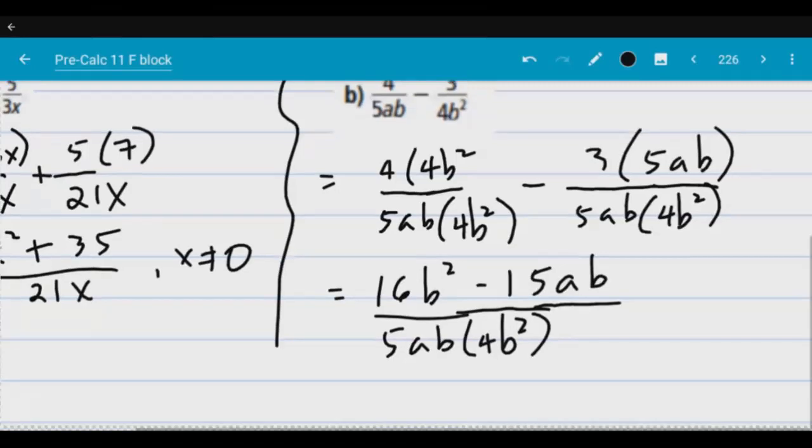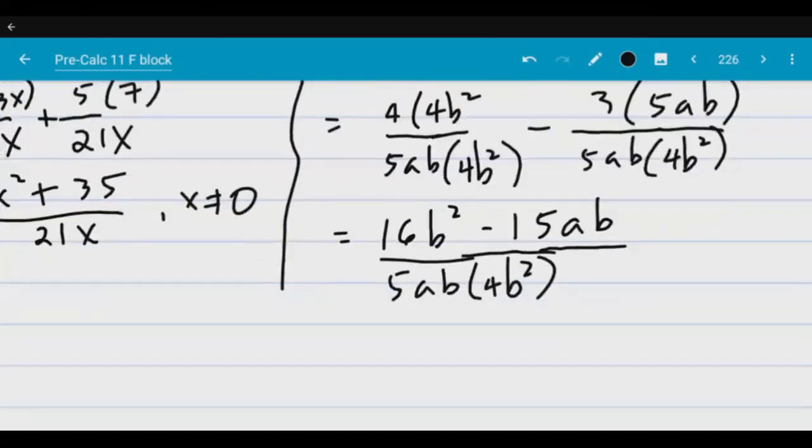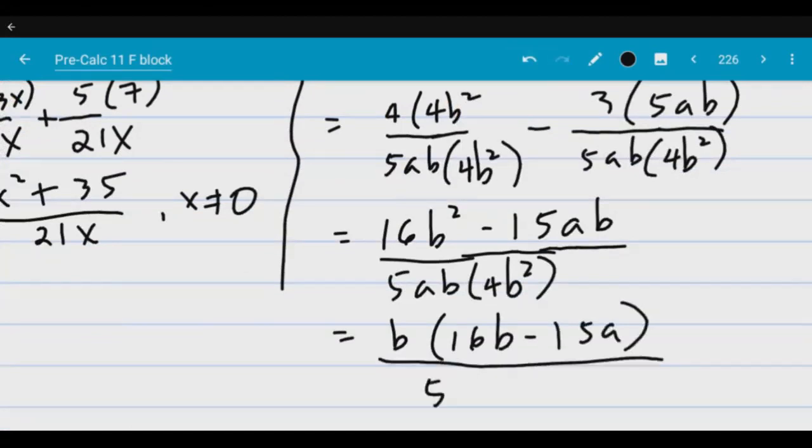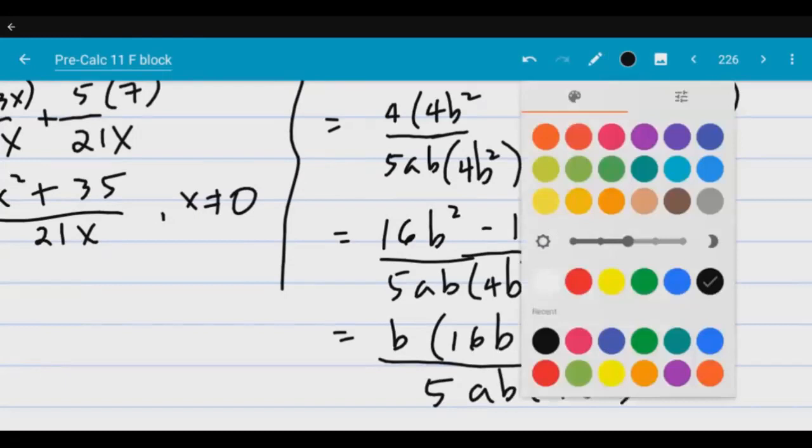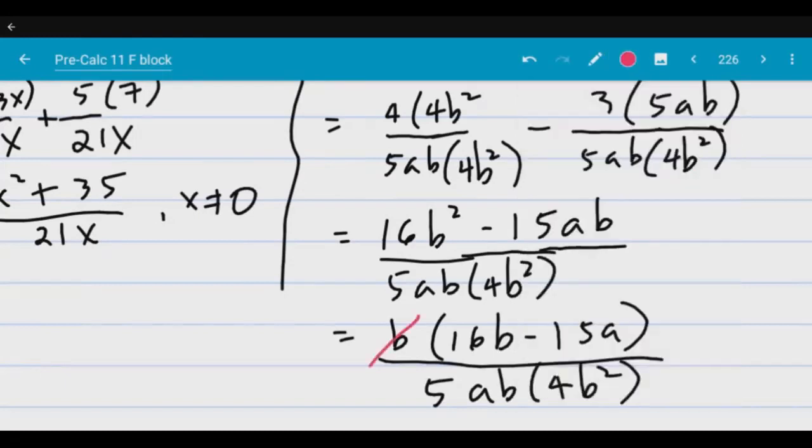Okay, so you might be thinking, is there anything we can cancel out? The a's and the b's? No. What is it that you see over here that is a common factor for both terms? It's the b, right? You can factor out the b, giving you 16b minus 15a over 5ab times 4b squared. Now that we have factored out something from the top, that is the time when you can begin to cancel things out. This one can cancel with this.